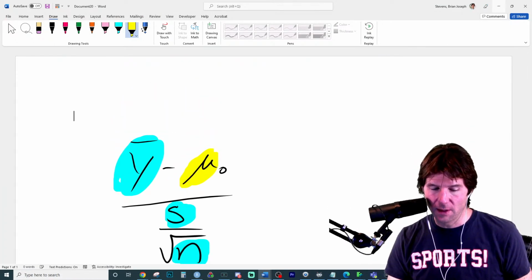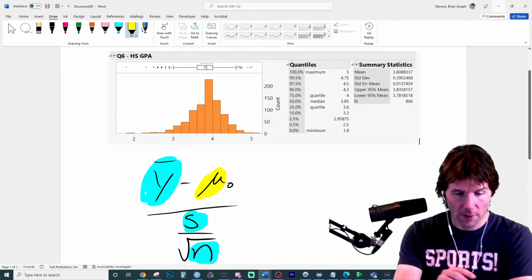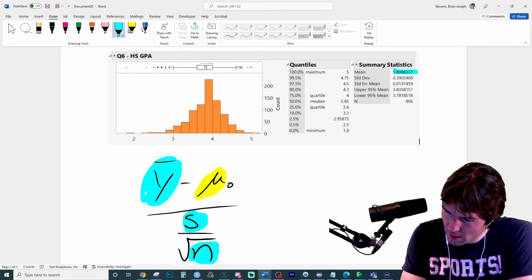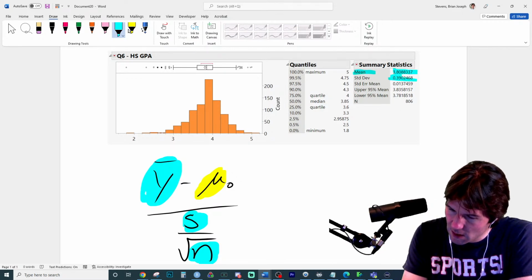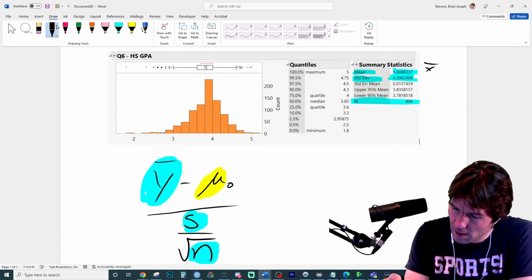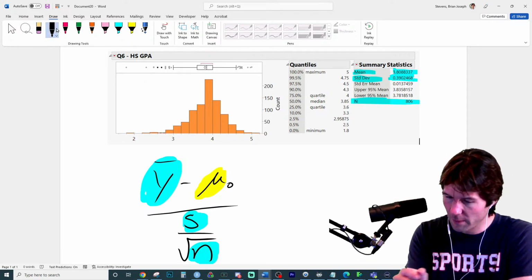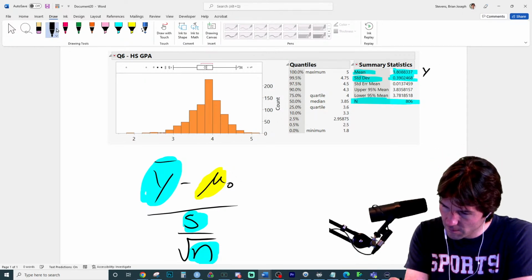So in the output, we see right here the sample mean, the sample standard deviation, the sample size. But what is mu naught? What does the naught mean on it? Let me give you a hint.